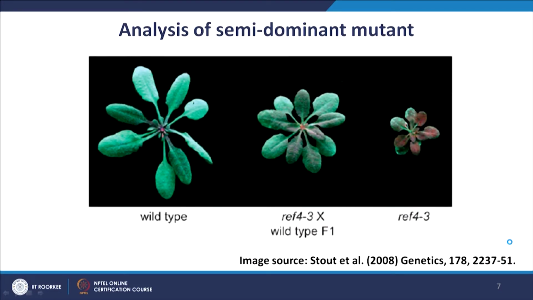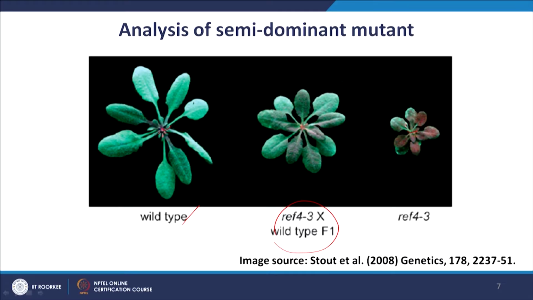So, look here, this is a case of semi-dominant mutants. This is wild type and this is homozygous. If you compare wild type and homozygous, look at the phenotypic severity. This plant is very small, the leaves are very small, the shape is very small. But if you look at the F1 population, which is basically heterozygous, the severity of the phenotype is intermediate.